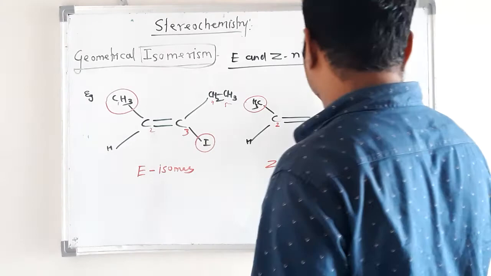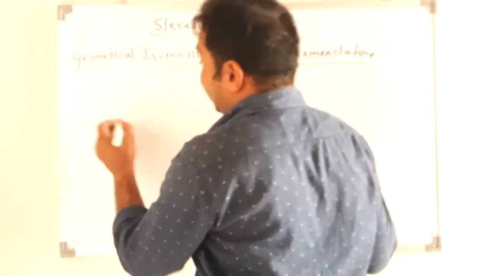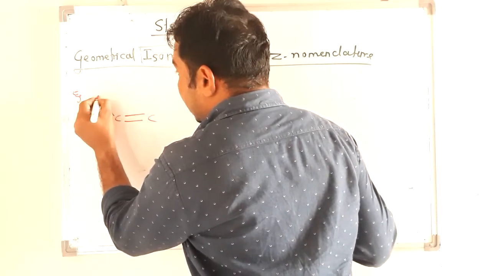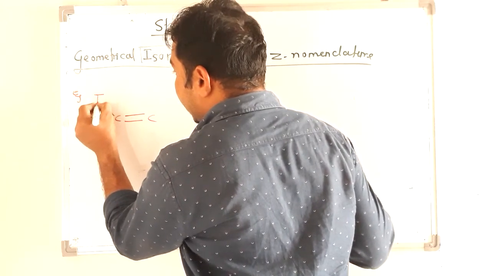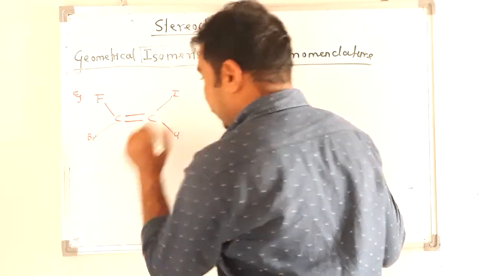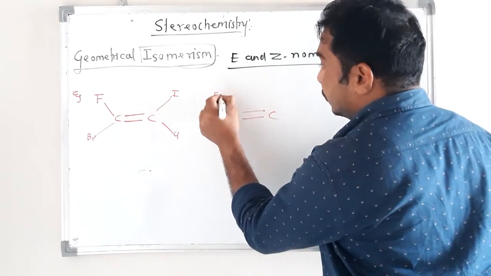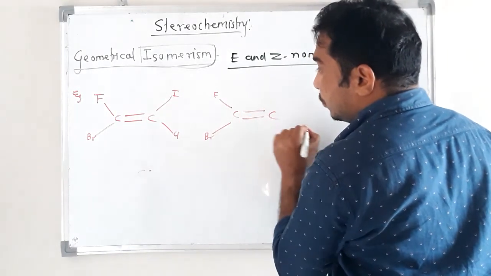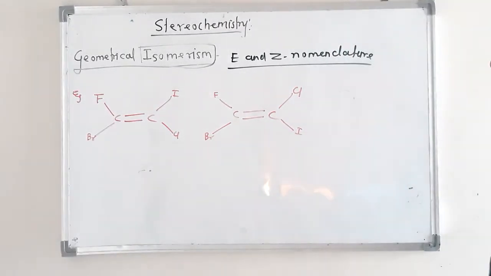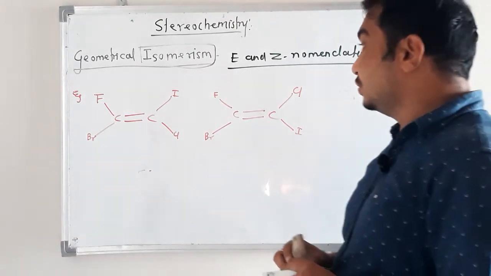Now one more example. If all the substituents are different: fluorine, bromine, chlorine and iodine. Then now we have to identify which is E and which is Z.